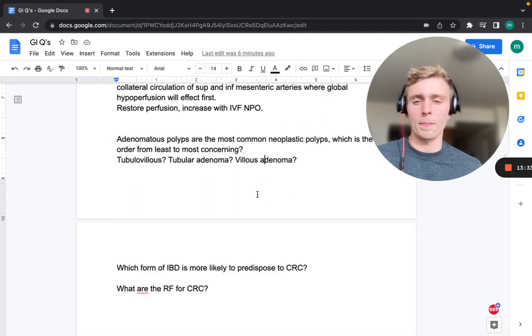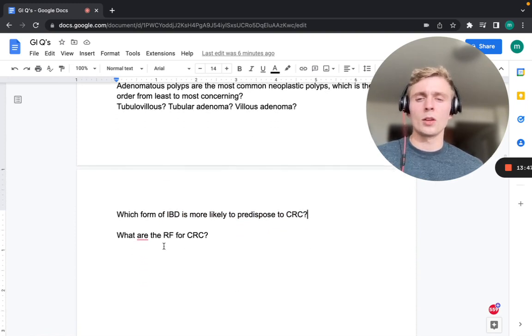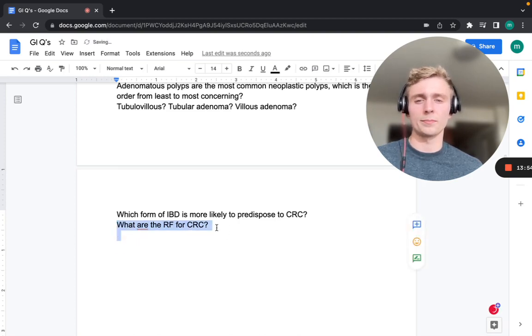Put them in order. Which form of IBD is more likely to predispose to colorectal cancer? So which form of IBD is more likely to predispose to colorectal cancer? That's one of the only ones we didn't cover up there in the IBD section. And also, what are some of the risk factors for colorectal cancer? So there's a few that we need to know. Risk factors for colorectal cancer.